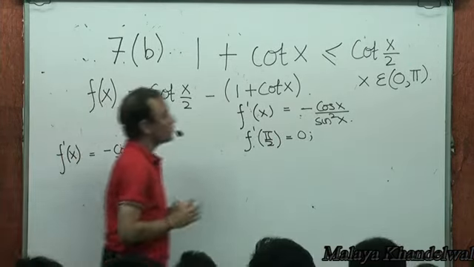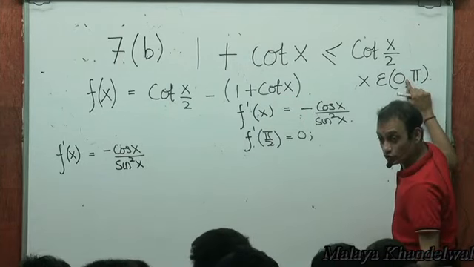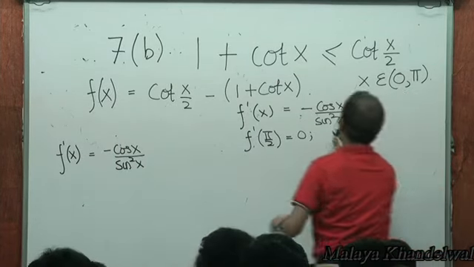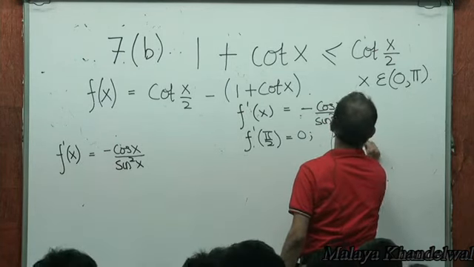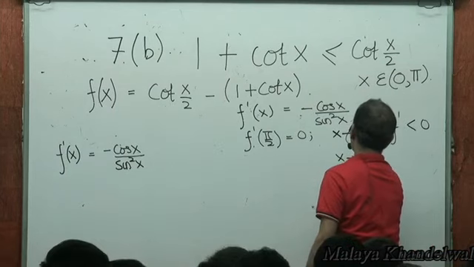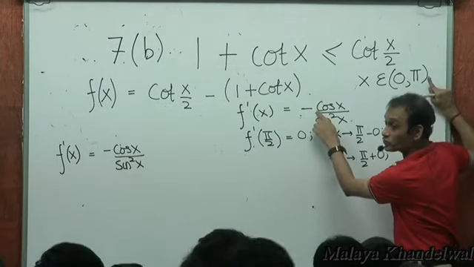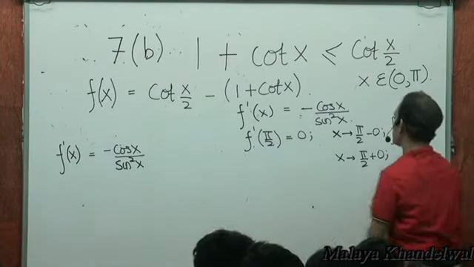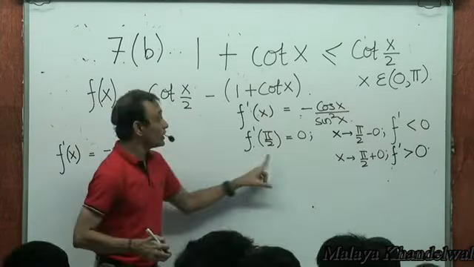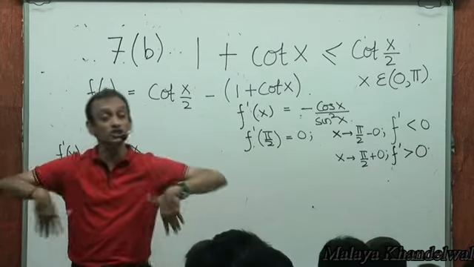Right? Now, when x is slightly less than pi by 2, f dashed x will be negative because cos x and sin squared x both will be positive. When x is slightly greater than pi by 2, cos x will be negative because it goes into the second quadrant, so f dashed x would be positive. Clear? Which means, to the left of pi by 2, f dashed x is negative. To the right of pi by 2, f dashed x is positive. At x equal to pi by 2, f dashed x is 0.